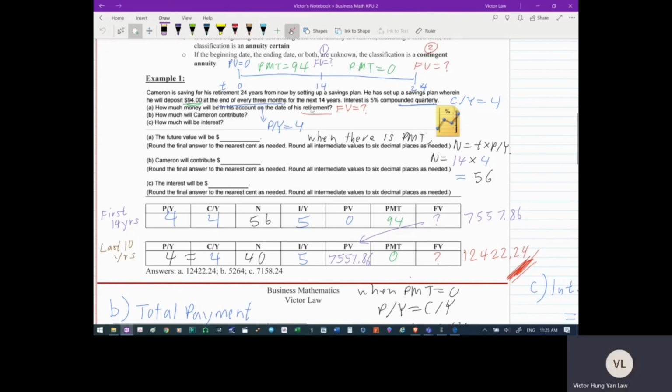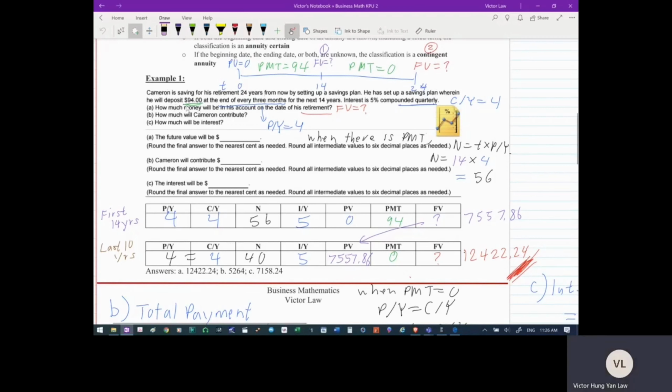What the question is saying is that in the first 14 years, Cameron will be depositing $94 at the end of every 3 months. So in the first 14 years, our payment, our PMT, is $94. The reason the $94 is a PMT is because it satisfies both conditions of an annuity. The $94 is an equal amount, and we have equal time intervals because the payments are made at the end of every 3 months. So therefore, this is considered a PMT.